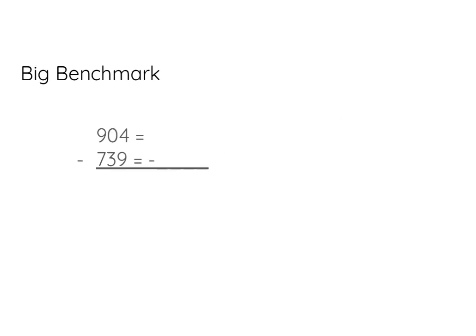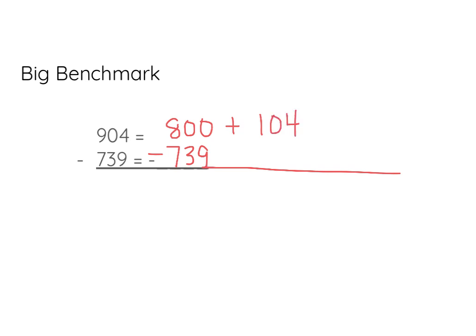Now we'll do the same problem using the big benchmark. So I write my minus 739 there. And now since I'm doing the big benchmark, I do the next 100 or the big benchmark. So 739's next 100 is 800. Rename it. I need a 104. Those are my two parts. I bring the 104 down.